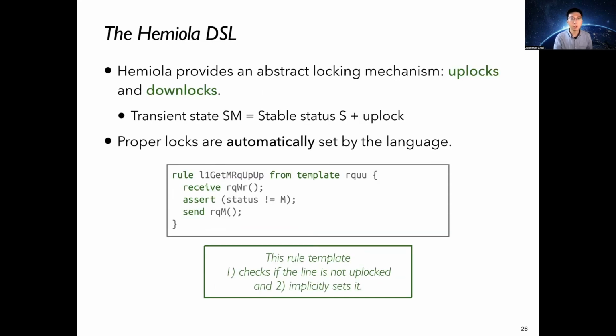Instead, Hemiola provides an abstract locking mechanism called uplocks and downlocks. We view a transient state decomposed into a stable status and a particular lock. For example, we can view this transient state SM as stable status S and uplock. A good thing about the DSL is that the locks are automatically set by using the Hemiola rule templates. In this example, we can use the RQUU, standing for request up template, and it implicitly checks and sets an uplock.